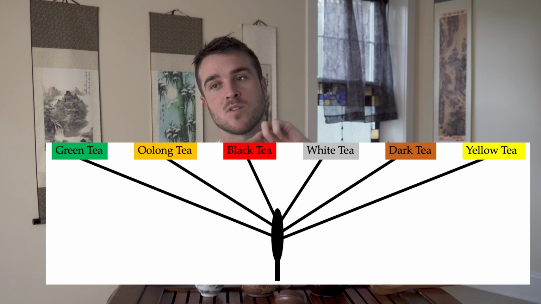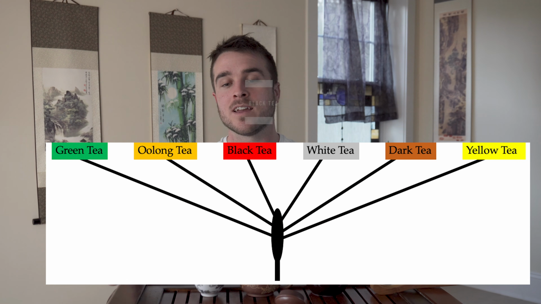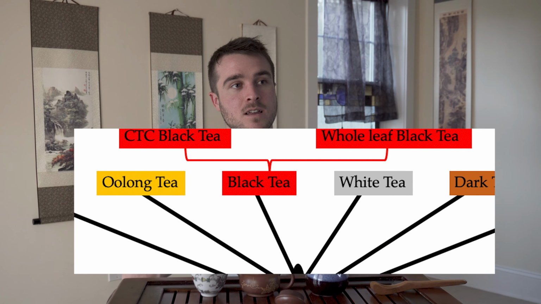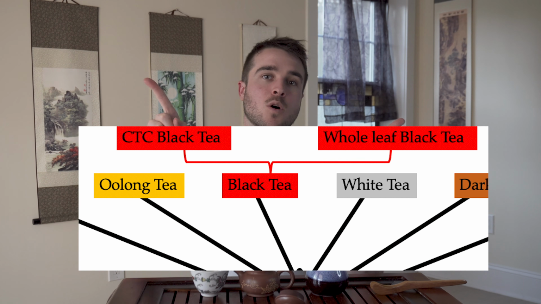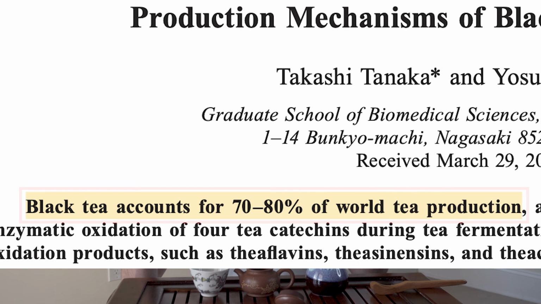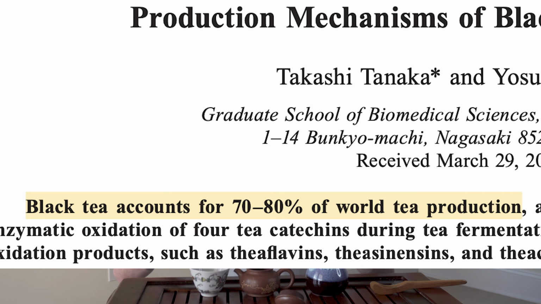Now let's walk our way back up the branch. Let's move over to black tea. Okay, so now we're in the black tea territory. The main distinction, the main fork in black tea right up front is CTC black tea versus whole leaf black tea. The thing you gotta understand about black tea is that it probably represents about 75, 80%, call it 70% of total global tea production. Vast majority of all the tea produced in the world is black tea.